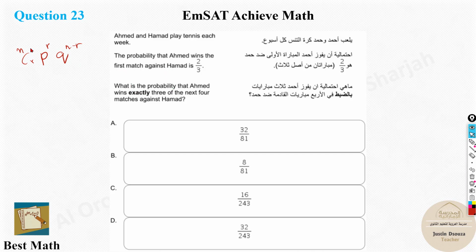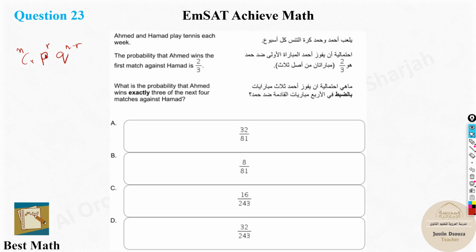Whenever they give you a probability that he is winning or something is happening, and they ask the probability of a certain number of matches being won, you always have to use this formula, where n is the total number of whatever is happening. How many total matches are happening? 4. And what is R? R is the desired number of wins. He needs to win 3, right? So R will be 3.